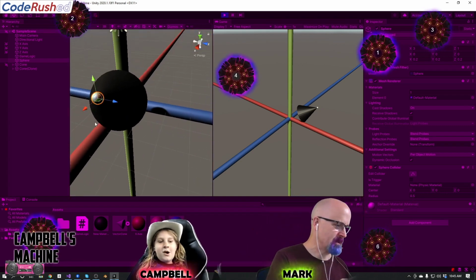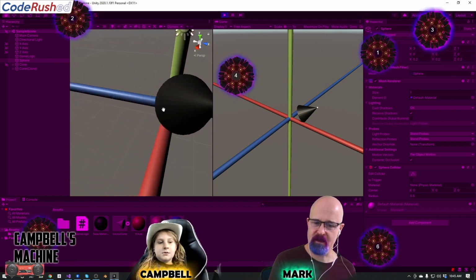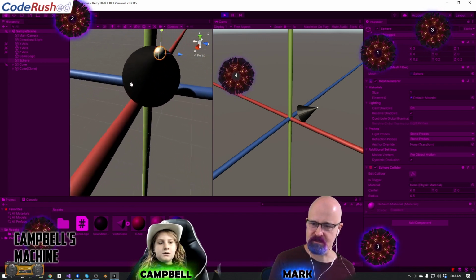Oh, I just thought of something else. We might want to scale this based on the overall length of it. So the longer it is, the bigger it is, so we can see it from a distance. Huh?